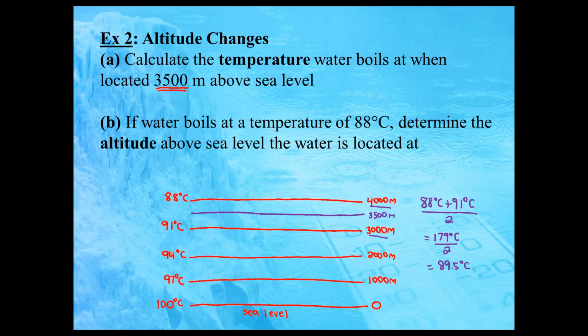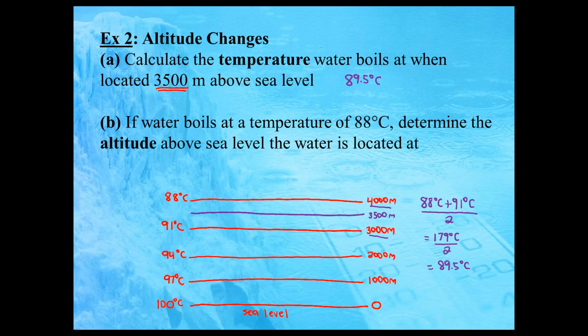Another way to do it that would be even easier is, if for every 1,000 meters you go up by, the temperature changes by 3 degrees Celsius, then for every 500 meters you go up by 1.5 degrees Celsius, or you go down by 1.5 degrees Celsius. Therefore, 91 minus 1.5 would be 89.5 degrees Celsius. So that's my answer to part 1. It's going to be 89.5 degrees Celsius.